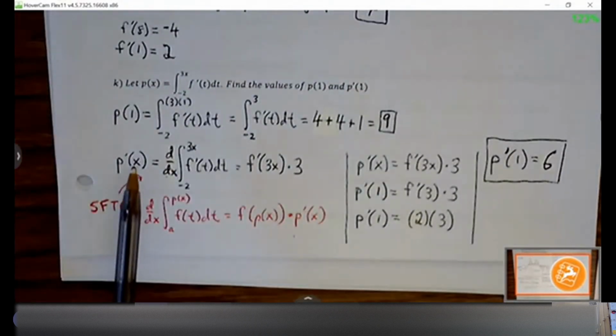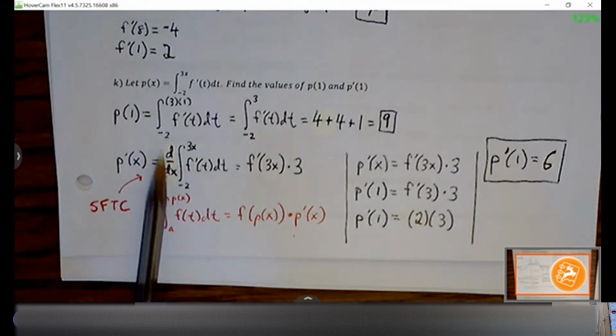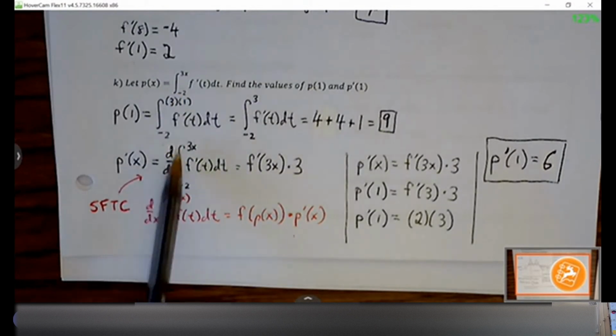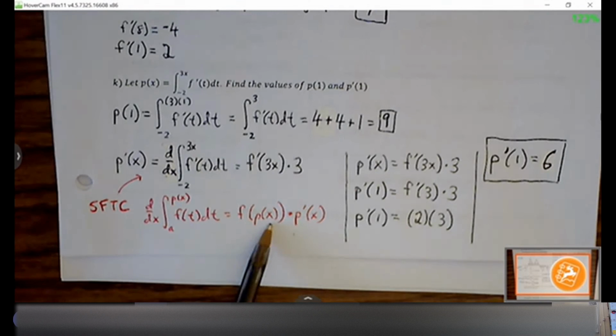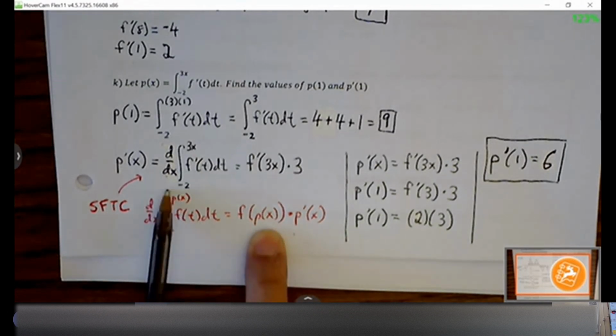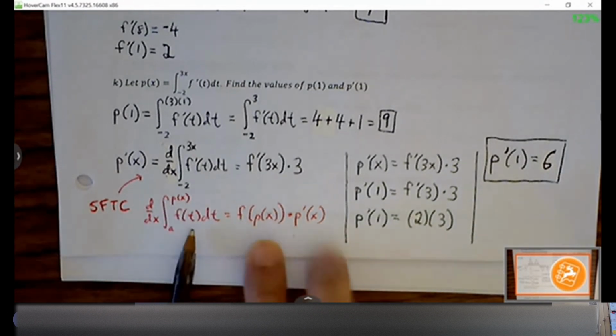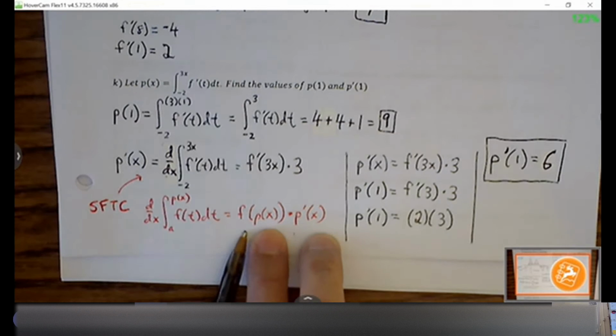For p prime, I need to find the derivative of this expression. And anytime I'm pairing a derivative and integral next to each other, I need to apply second theorem. So second theorem says these two operations are going to cancel out. My upper bound is going to get inserted into the function. So that's what it shows here, f of the upper bound, times the upper bound's derivative. So we're just following what the rule says here.